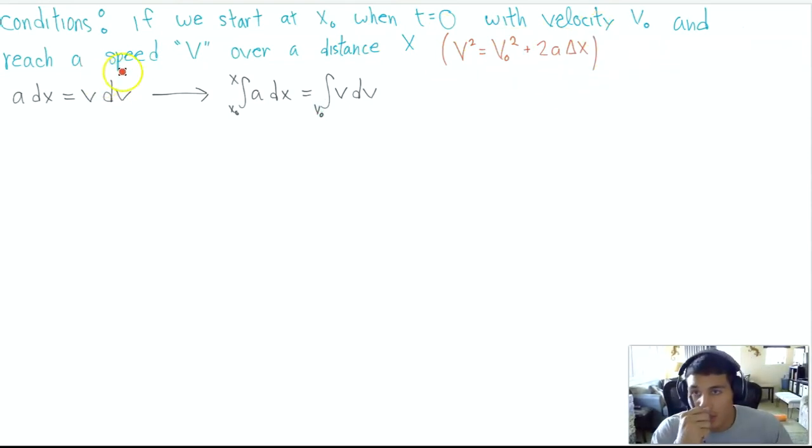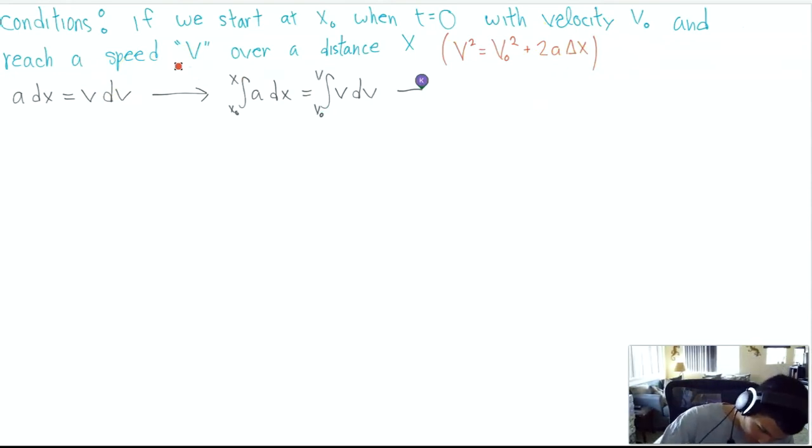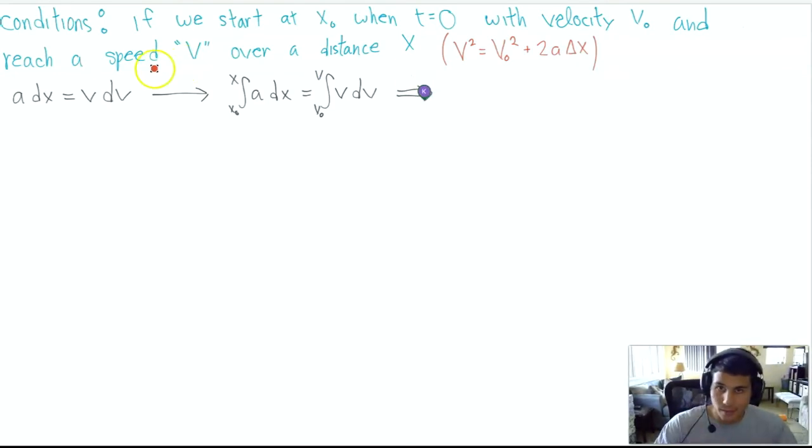What else? And then we reach a speed V, so this is our final speed, V. So then if I integrate, and if I do it properly, A is not a function of x, right? Assuming that this is just some constant. That's why all of this works, because we said acceleration is constant.